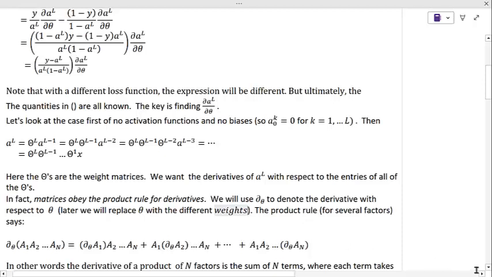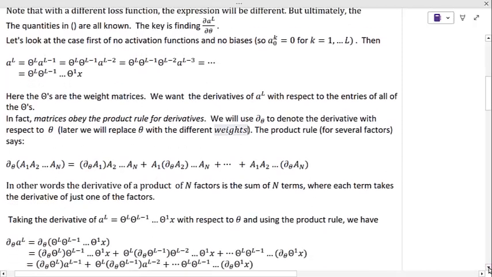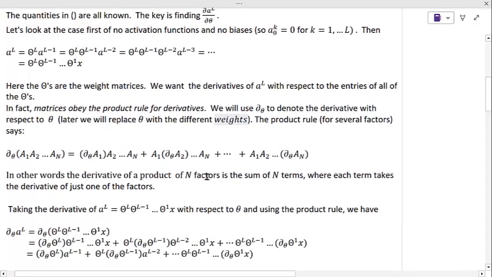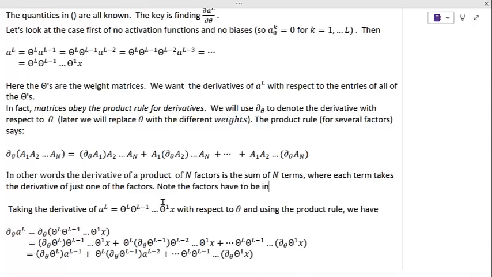So I'll try to explain this in words. The derivative of a product of n factors is the sum of n terms, where each term takes the derivative of just one of the factors. The factors have to be in the same order as in the original product.